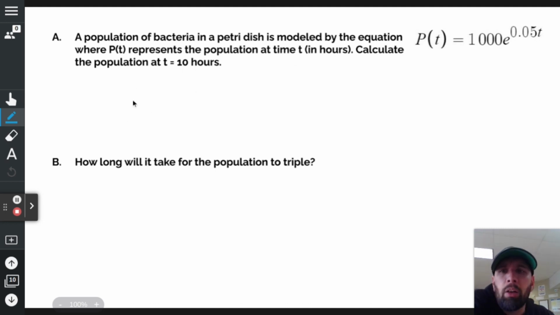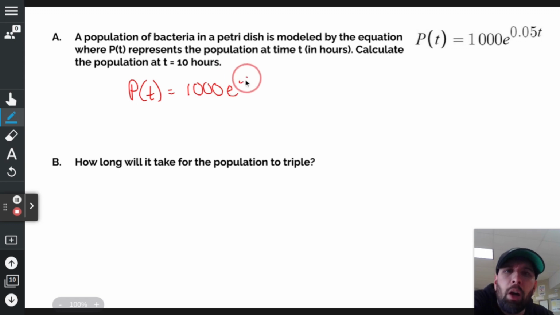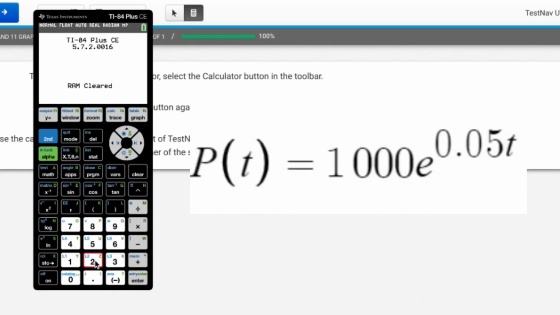So basically what I'm going to do here is I'm going to throw this straight in my calculator, 1000 e to the 0.05 times t, which is 10. So for this guy, you might remember this looks very similar to the continuously compound interest formula. And that's basically what this is. This is a continuously compounded change. Okay, it's an exponential function.